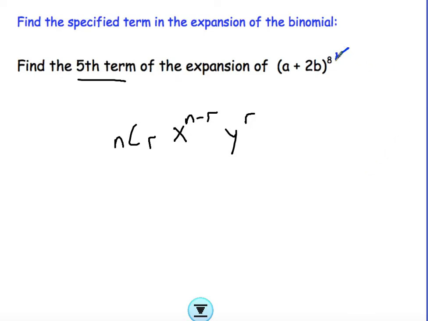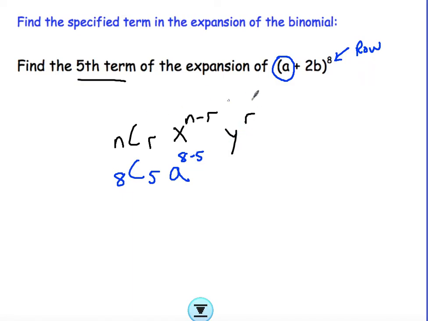So this 8, that is the row of Pascal's triangle that you would go to, and the term is 5. So the N represents the row, so this is going to be an 8. R is the term. Now, X in the formula was the first thing that was listed. Well, in this problem, it's an A. So instead of an X, it's an A, whatever the first thing listed is. And then I do to the N minus R power. So I'm going to do to the 8 minus 5 power.